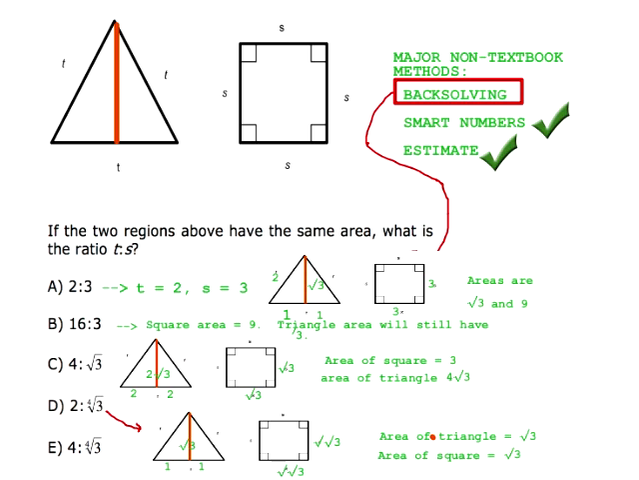Hey, look, we win. We did it. It worked. There, you get the same area. Cool, winner. So actually, this problem is pretty awesome, because literally every single major non-textbook method works. All of them, all 3. You can estimate it, you can smart numbers it, and you can back solve it. They all work. Pretty sweet.